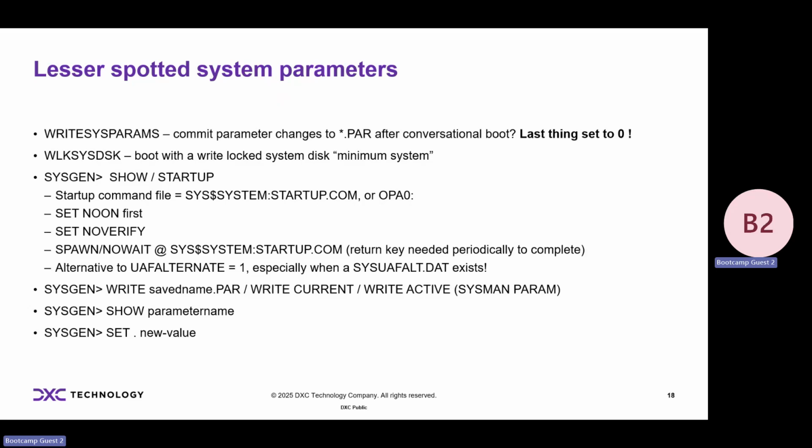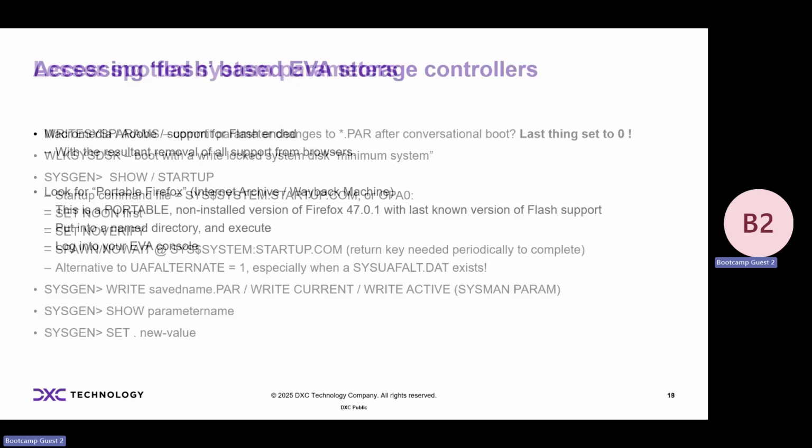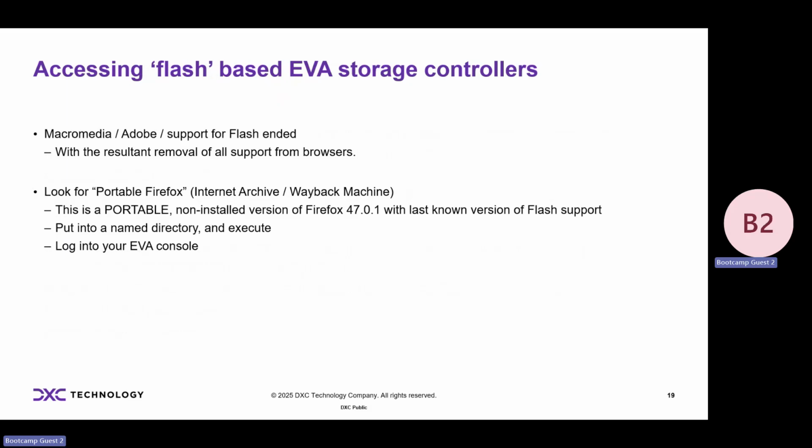And here's another little bit of shorthand as well. You can do SHOW and whatever parameter name if you want to change it. But if you then say SET and the dot, I'm not quite sure how clear that shows, it will refer to the parameter that you've just shown. So if you show RECONNECT_INTERVAL, normally 20, and you want to change it for some reason, SET dot new value in seconds, and then of course WRITE CURRENT, WRITE ACTIVE, whatever you want to do.